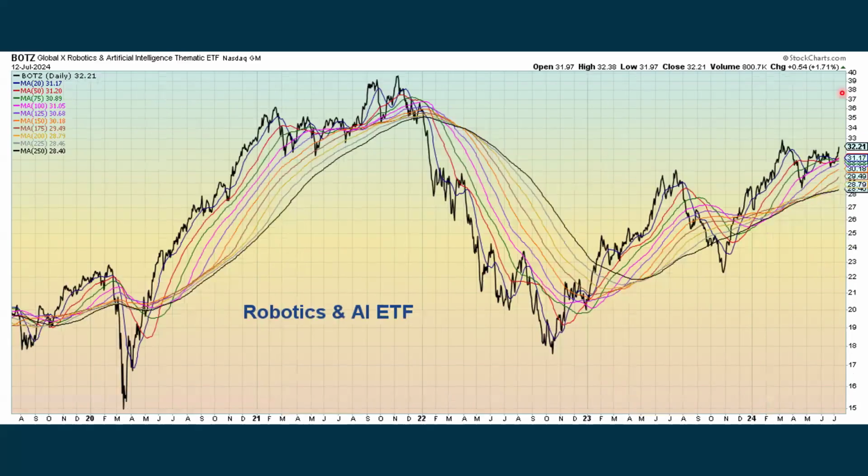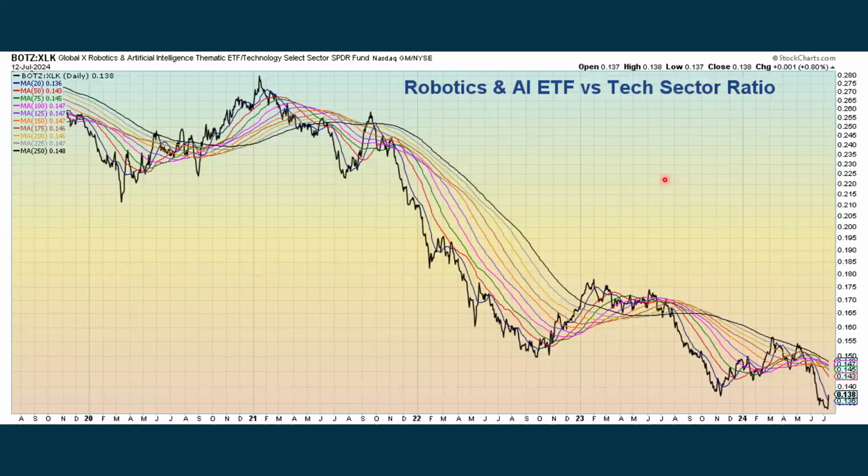Here's the robotics and AI ETF, looking like it's in an uptrend here above this rainbow, but has not been able to come back to previous highs, and showing a little bit of an improvement here. It's been really underperforming when we look at AI and compare it to the tech sector.